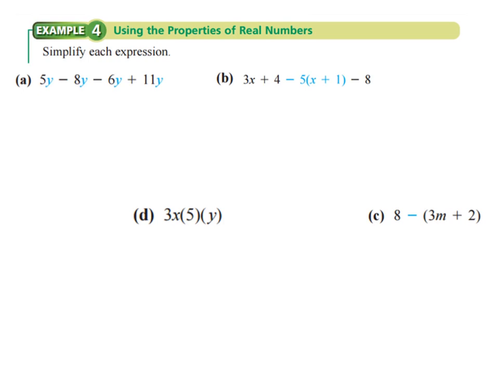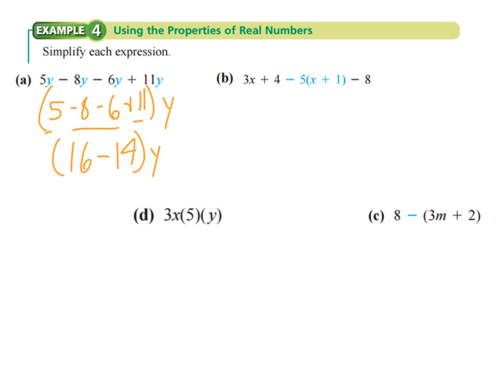So simplifying these expressions, kind of a long way to look at this first one is that we could think of it as factoring that y out. So we have our 5 minus 8 minus 6 plus 11, and factor that y out. Then it's just a matter of combining those. So I might think of combining the negatives to get negative 14 and the positives to get a positive 16 without actually redrawing that, but I'm really using the commutative and associative properties there. And then we end up with a grand total of 2y.